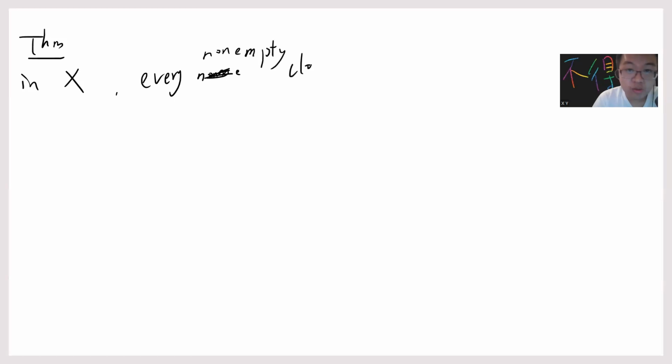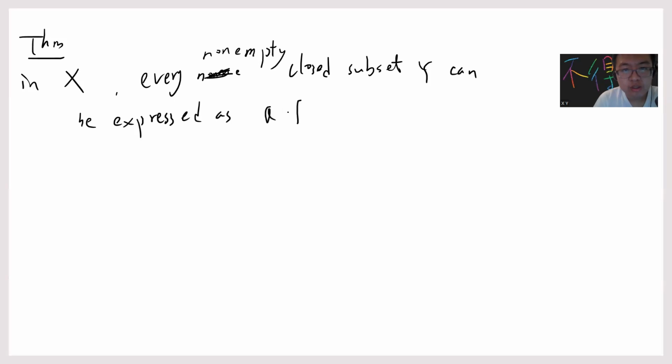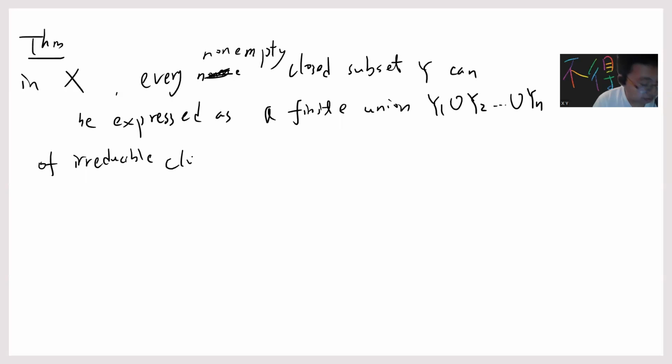Okay, and this theorem is about decomposition. The theorem says that for X a noetherian topological space, every non-empty closed subset Y can be expressed as a finite union Y1 ∪ Y2 ∪ ... ∪ Yn of irreducible closed subsets Yi. This theorem is interesting.